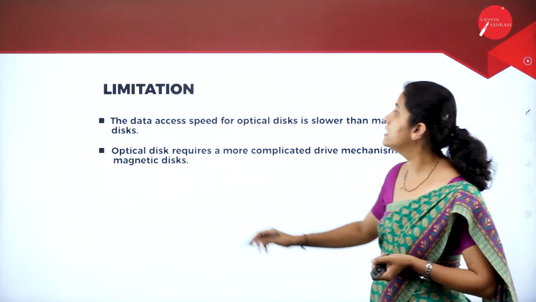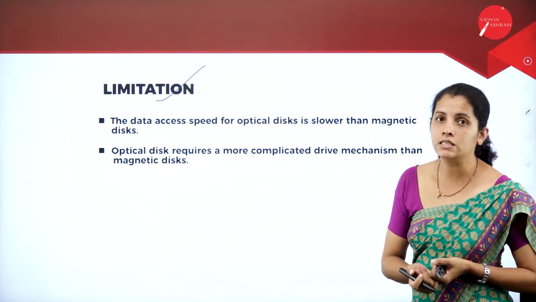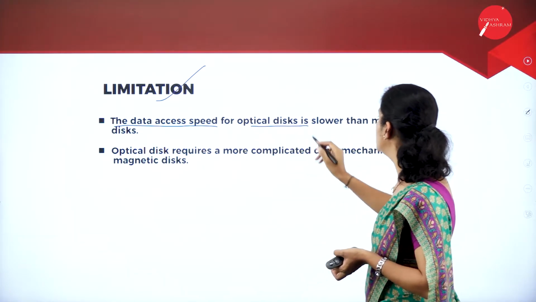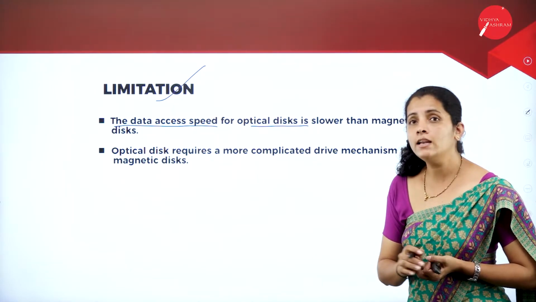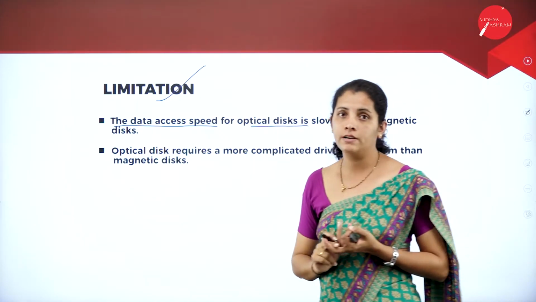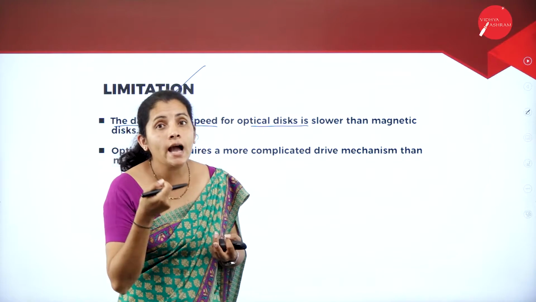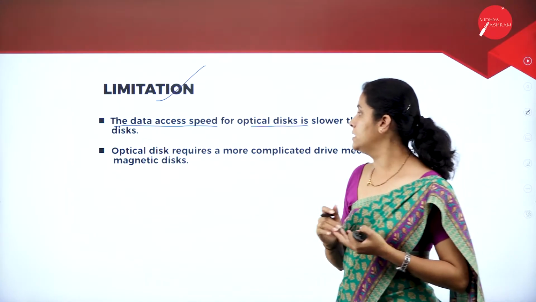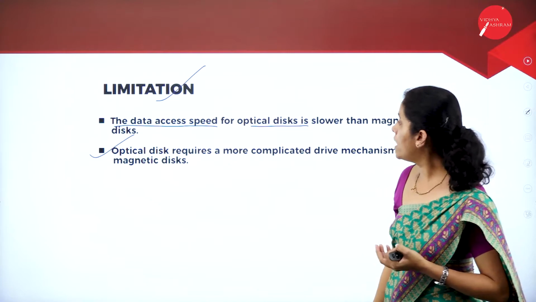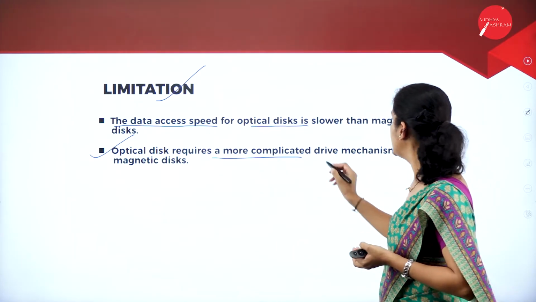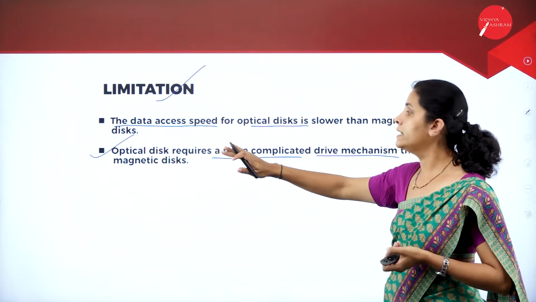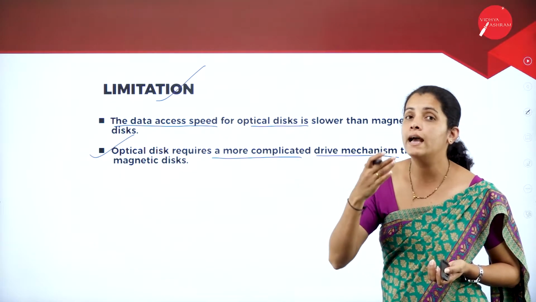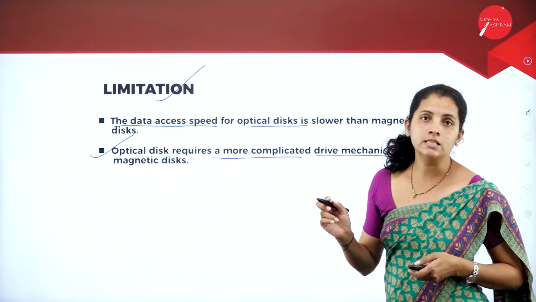Moving further, let's see the disadvantages of optical disc. What is the first disadvantage? That is the data access speed for optical disc is very slow compared to magnetic disc. The data accessing speed is very low compared to our magnetic disc. Then the optical disc requires a more complicated drive mechanism than magnetic. So whatever drive mechanism we are going to have, that is very complex compared to other magnetic disc mechanisms.